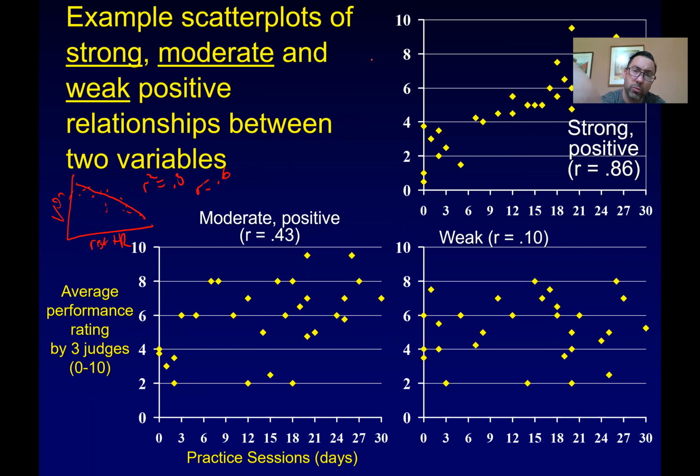this is going to be your average performance rating. So imagine you have a gymnast and you have your score on the balance beam. And then down here, we have the number of sessions where you practiced your balance beam routine. If we put a line of best fit up through here, you will note that there's this strong positive correlation. The more I practice, the higher my score is.